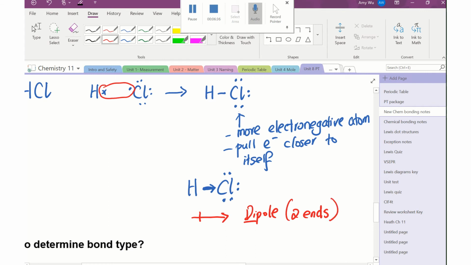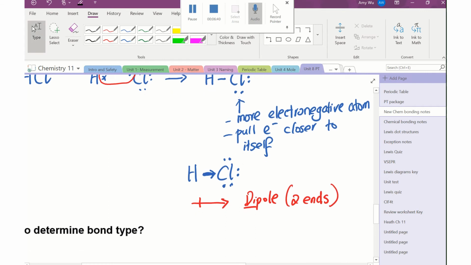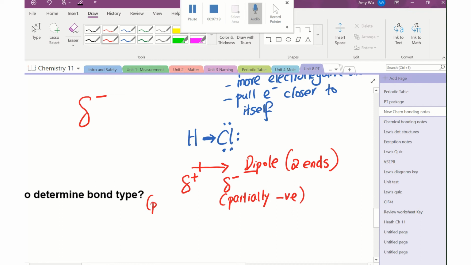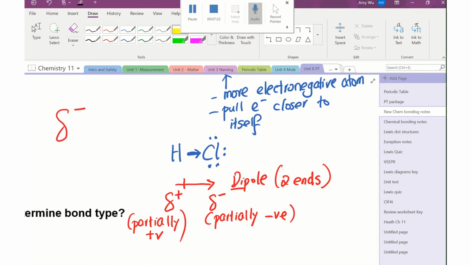Because chlorine tends to pull this pair of electrons closer to itself, there are more electrons on chlorine. Chlorine is partially negative. This is not an 8, but it stands for partially negative, like this. And for hydrogen, it's partially positive. You guys can stop the video or go back if you don't understand some concepts, because dipole is a hard concept for people to grasp.